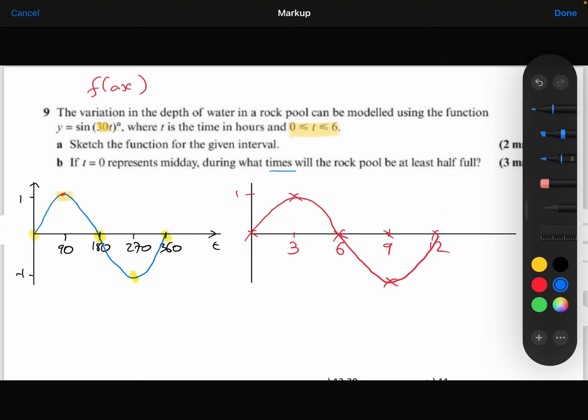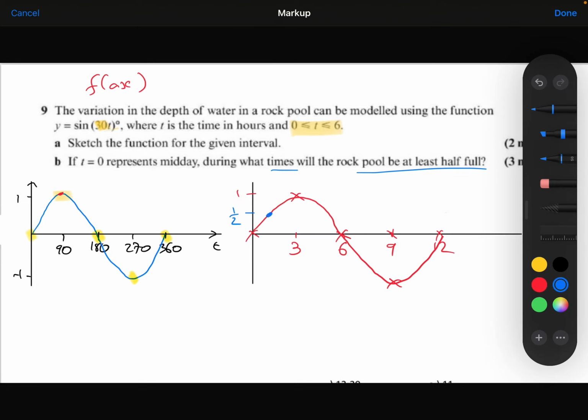find the times when the rock pool will be at least half full. So here's where my rock pool is half full, and my times are going to be here or here. So it's where sine 30t equals a half. To solve this, I'll make my substitution. I'll say sine y equals a half. So I know that the sine inverse of 1/2 is 30 degrees.